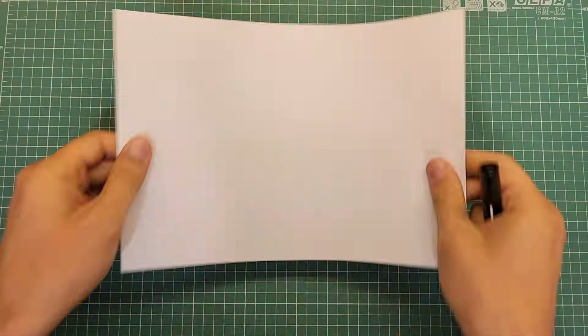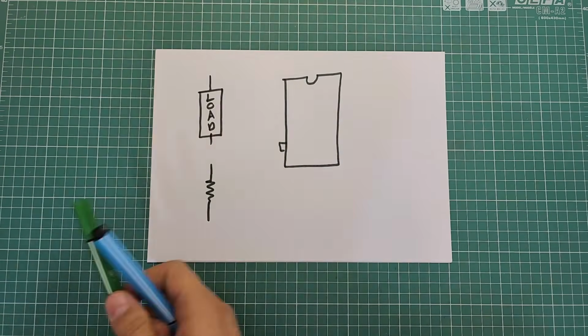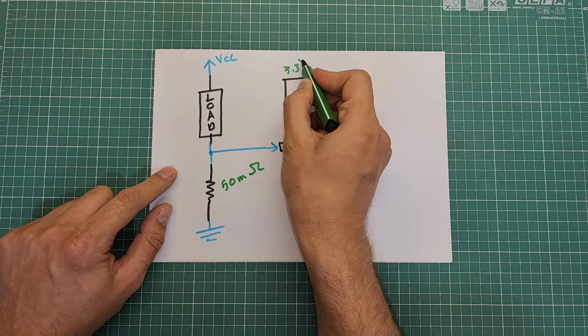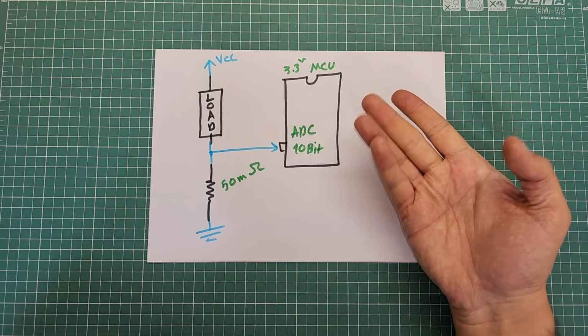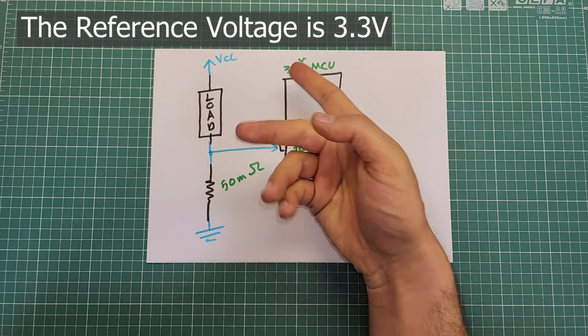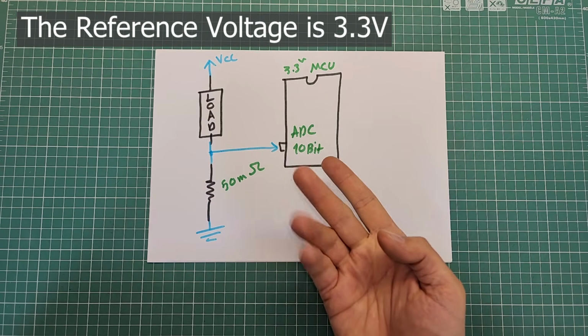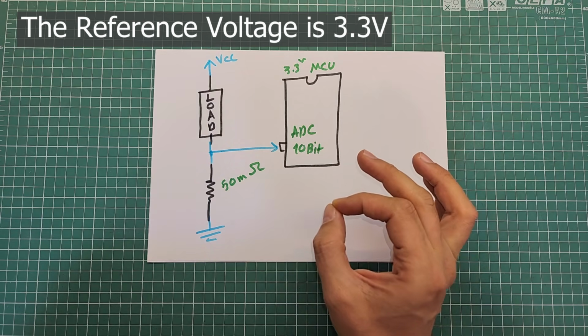The first problem is the amount of voltage across the shunt resistor. Since resistance of shunt resistors is typically very low, the voltage across a shunt resistor is tiny. Assume that the MCU is operating on 3.3 volt and the ADC is reading the voltage in 10-bit resolution mode.